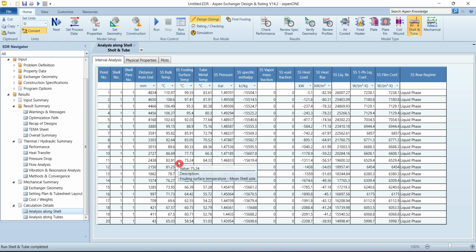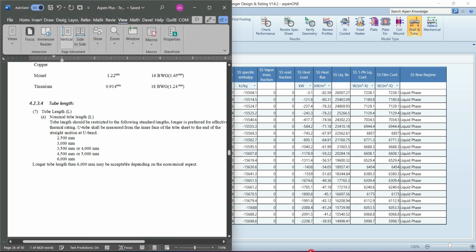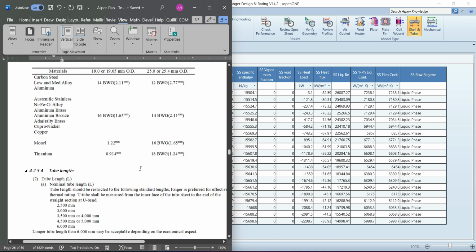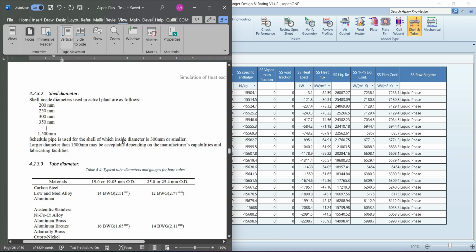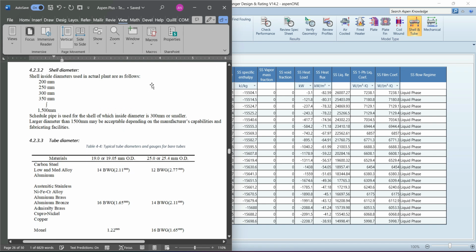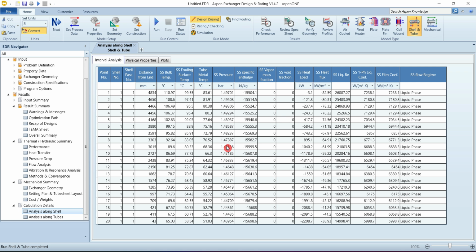I leave other options up to you, because the shell ID is not the normal practice, tube length is not the normal practice. I have provided some information. I will encourage you to just go back and try different designs, and have a look at what kind of heat exchangers you can come up with. This is not the only thing.